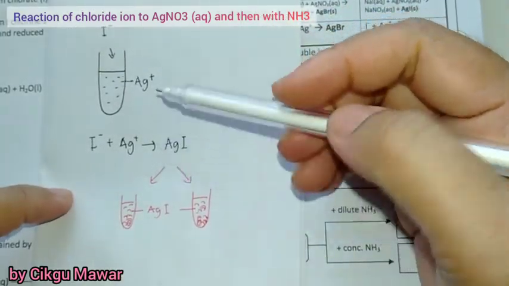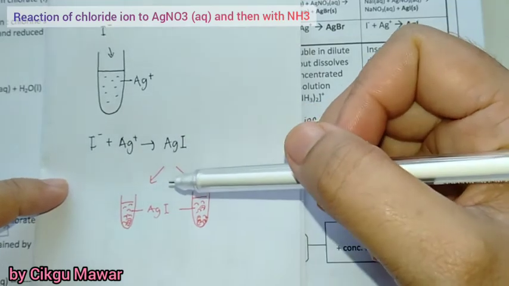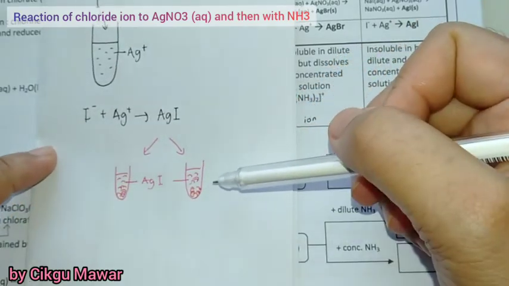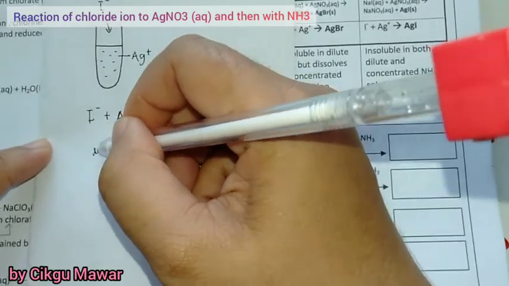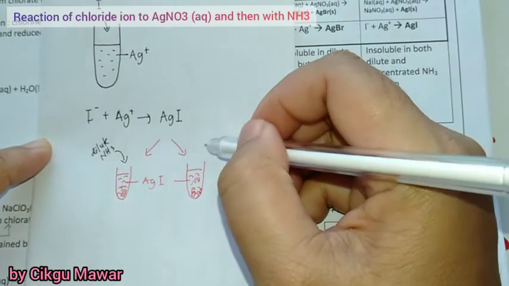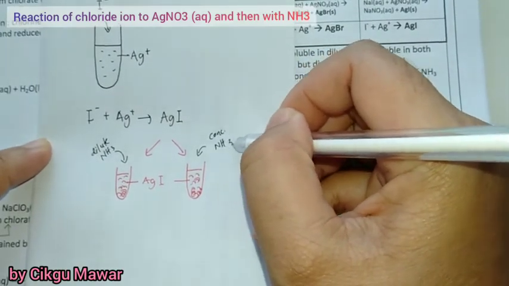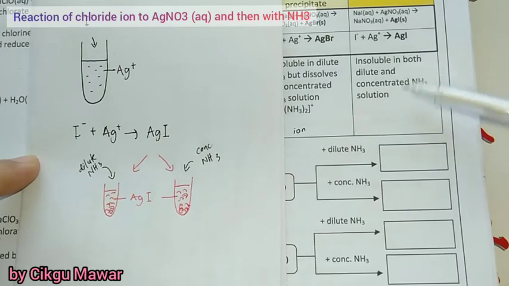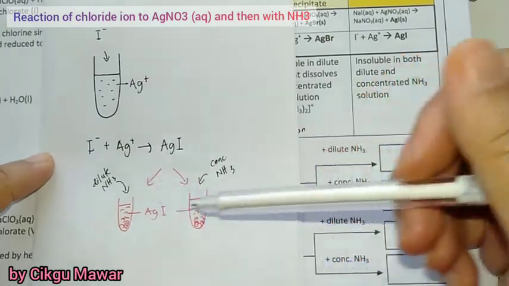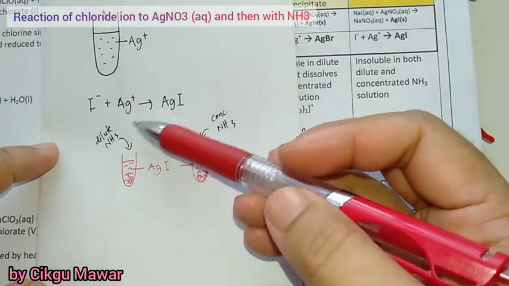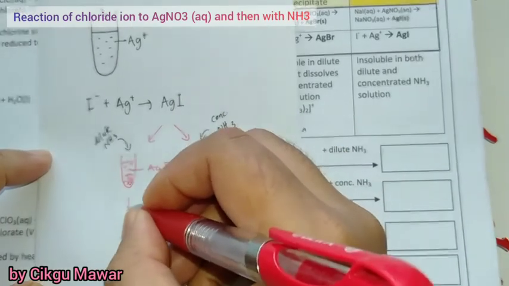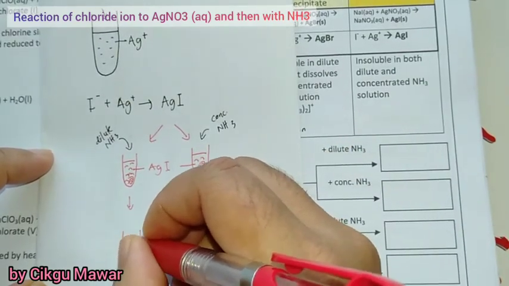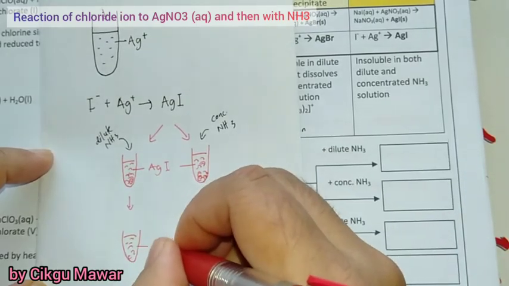For the third halide, when testing with ammonia, I take the yellow precipitate of silver iodide and divide it into two test tubes. For the first test tube, I test using dilute ammonia, and for the second one, concentrated ammonia. So what is the product when using silver iodide? Refer to our chem book: it is insoluble in both dilute and concentrated ammonia solution, which means both remain as a yellow precipitate of silver iodide.